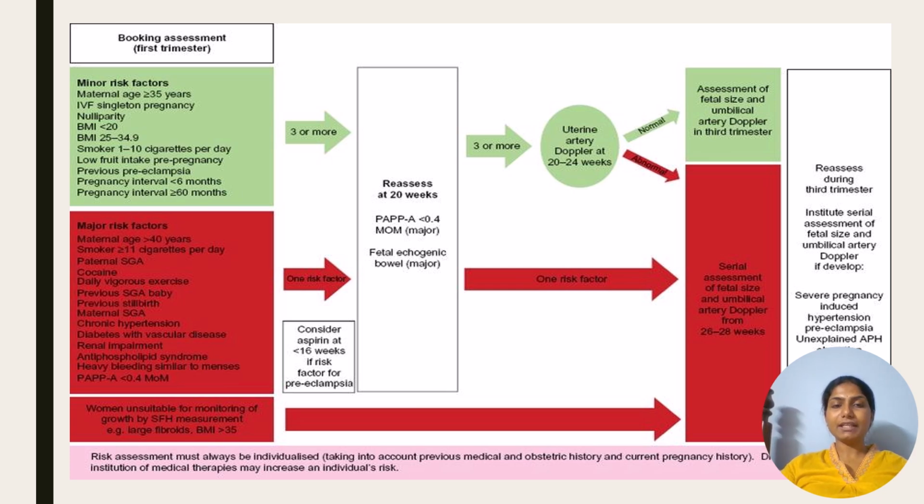That is, if the mean PI of uterine artery Doppler is more than 90th percentile, then serial assessment of fetal size and umbilical artery Doppler from 26 to 28 weeks is very important. So we have to serially assess whether the baby is going into FGR or not. When we do these serial scans and Dopplers, we do 2 important things. One, the fetal biometry. The second one, the AFI. The third one is the Doppler. So based on this, we can manage FGR pregnancies.